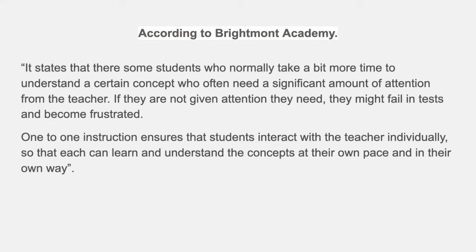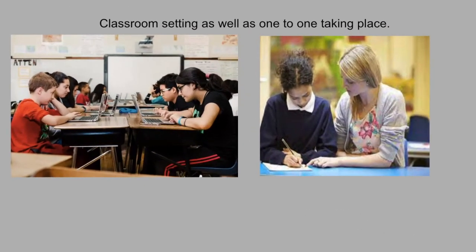One-on-one instruction ensures that students interact with the teacher individually so that each can learn and understand the concept at their own pace and in their own way. For example, autistic children and dyslexic children have challenges with reading, writing and comprehension. So they need extra time. They need more translations, giving more examples to help them understand what the assignment or the concept is all about.